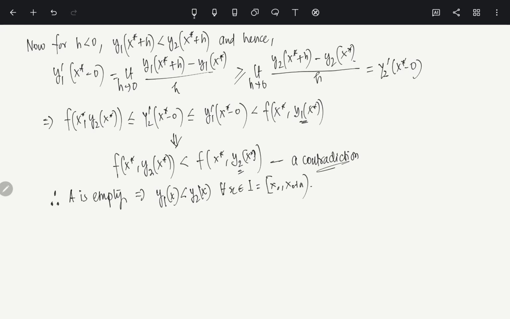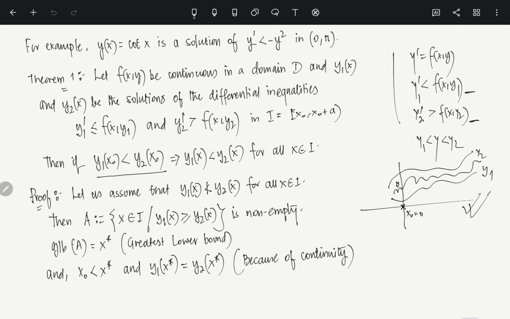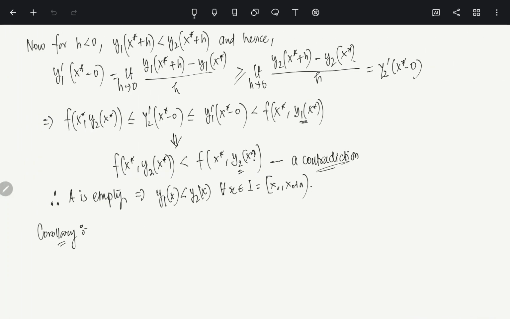Now what I am going to do is write down a corollary of this theorem, and this is the corollary which we want. I told you we want to sandwich the solution between those two inequalities. So how do I do it? Let's say that f of x, y is continuous in some domain D, whatever the domain is. Let's just assume there is a domain D where all of this is continuous.